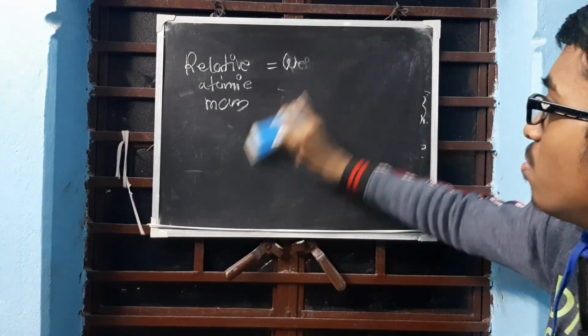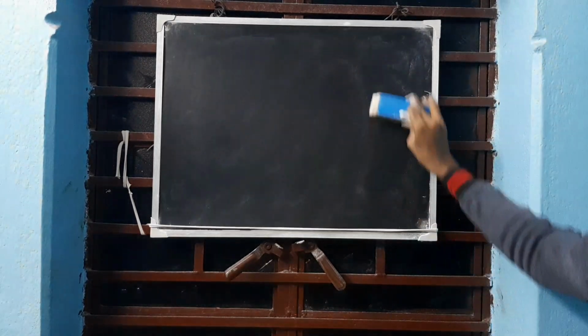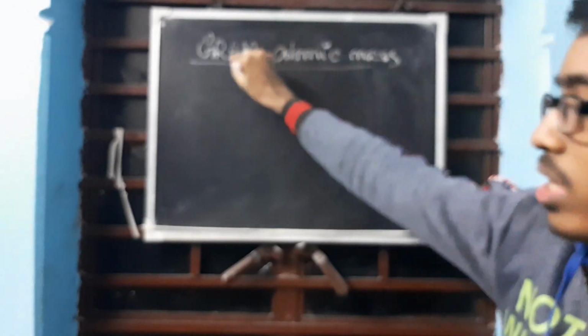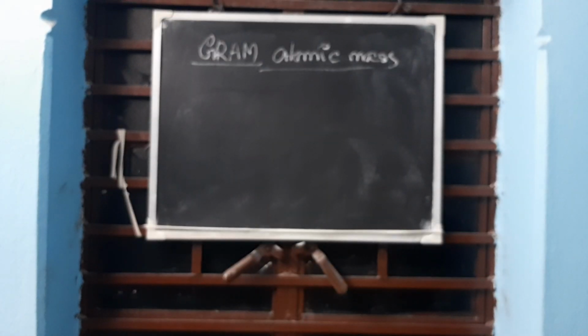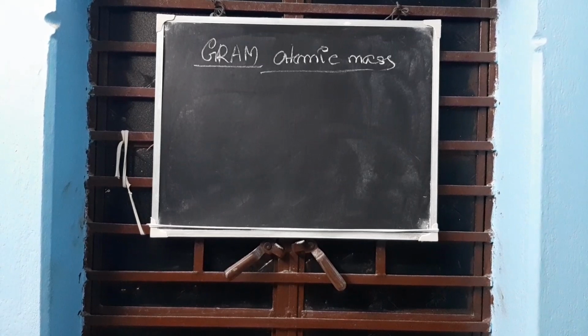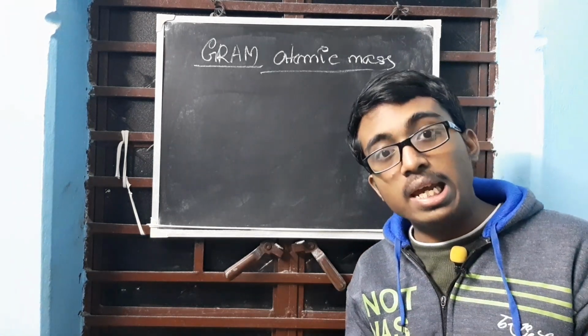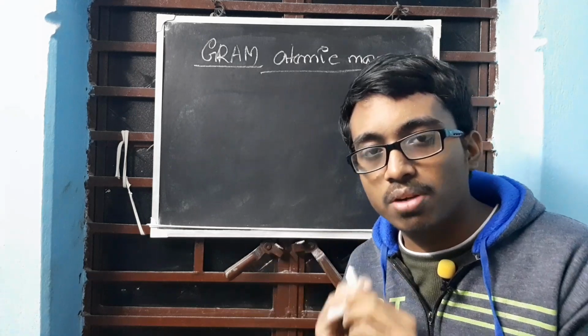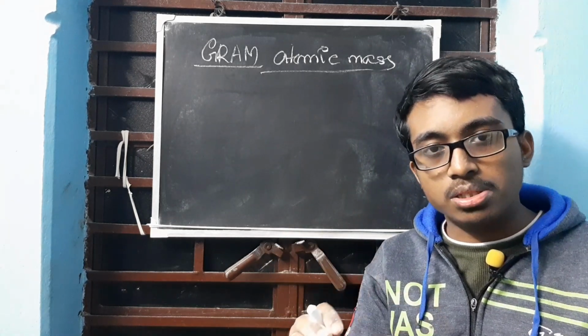Now this was relative atomic mass. If I change the word relative atomic mass to gram atomic mass, what difference would you find? I have changed the word to gram. Previously it was relative. What is gram atomic mass? First of all, what is atomic mass? I have already discussed that. Here the atomic mass of the element will be represented in grams. Clear? In grams. So what is going to be the definition for this gram atomic mass?